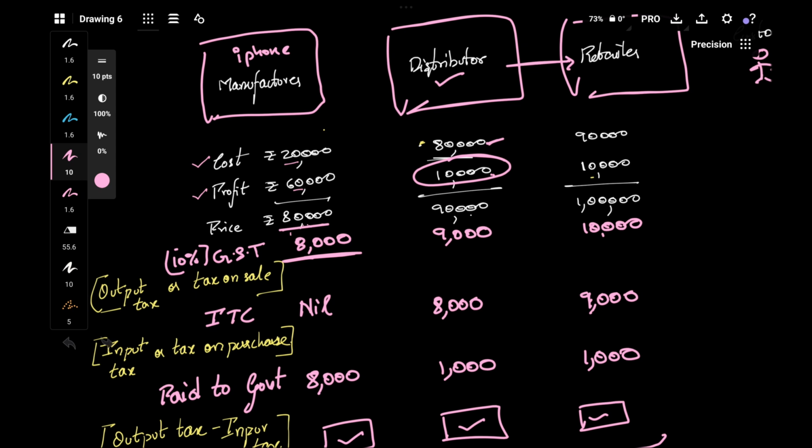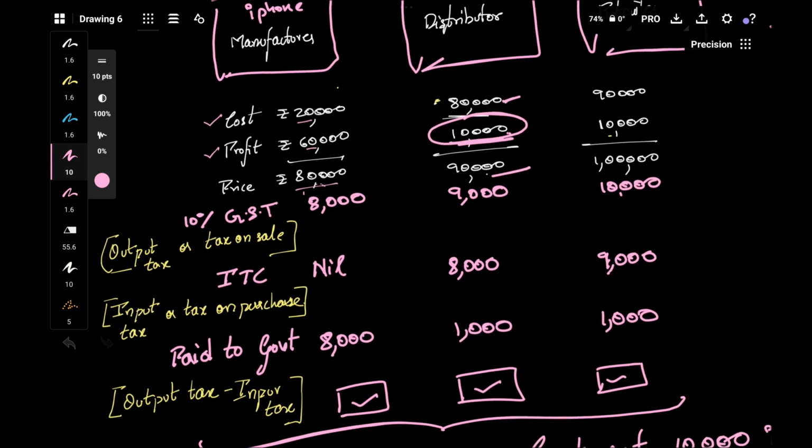And now the distributor is happy and he is not adding that 8,000 to his cost. He has just taken 80,000 as his cost, and after that he has added his profit element, that is 10,000, and it has become 90,000. The price has become 90,000.